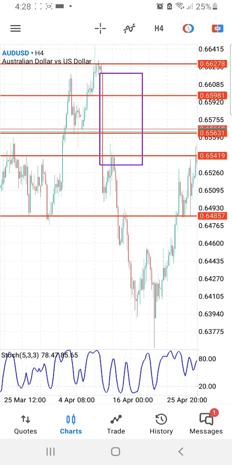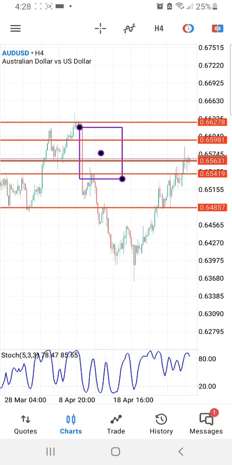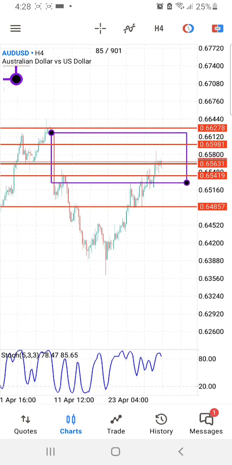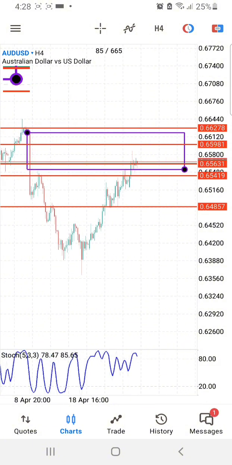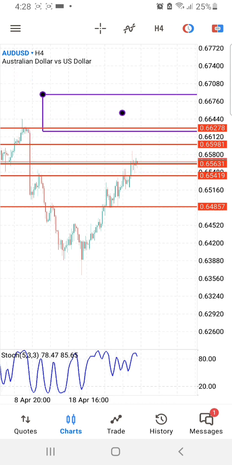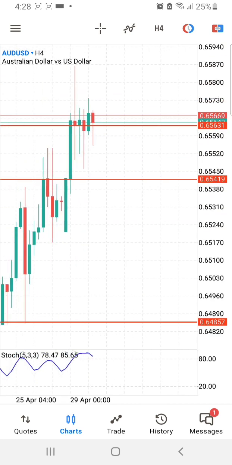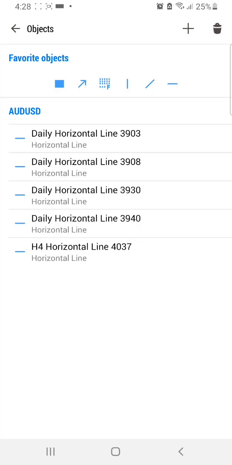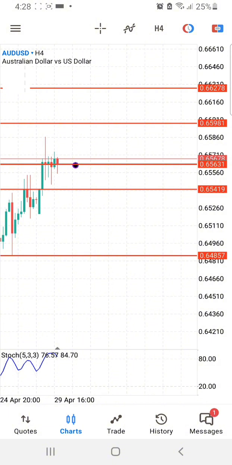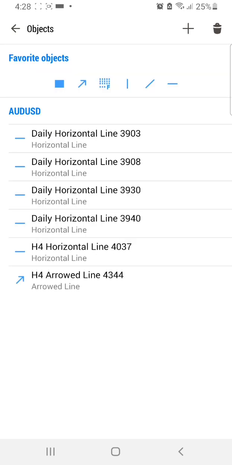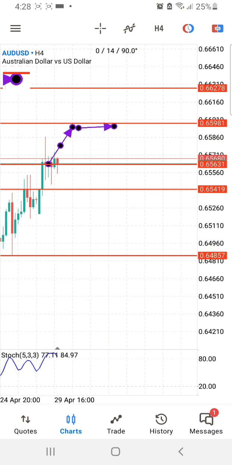I kind of mix my strategy with ICT concepts, but I do it totally different. As you can see, there is a fair value gap right here, right? Fair value gap right there. So anything can happen right now on the market. What I'm expecting is that the market can come right here, give me a confirmation somewhere here, and go down to here.